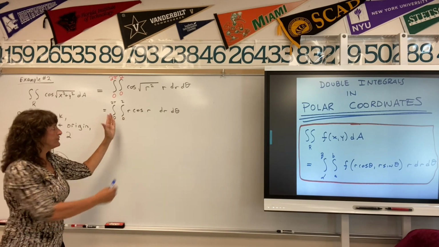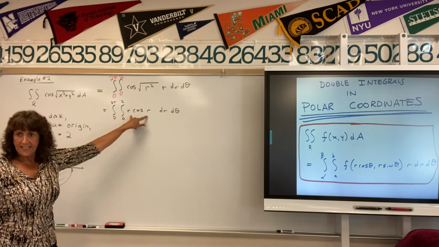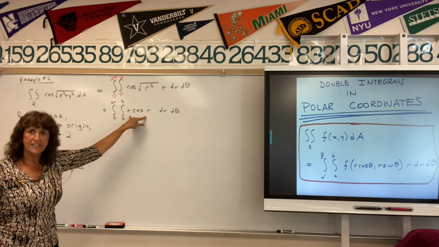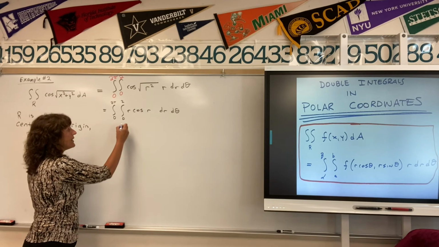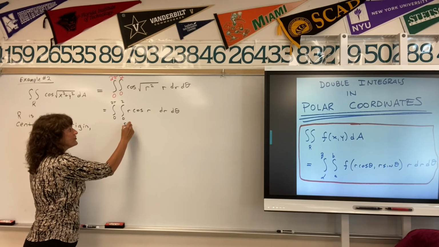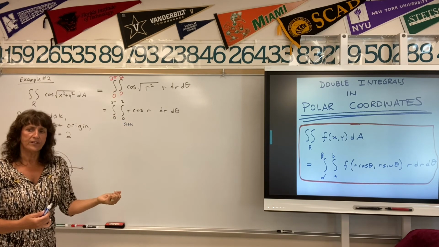Remember, we're going to integrate from the inside to the outside. How do you integrate r cosine r dr d theta? To integrate this, we're going to need to use integration by parts, right? So integration by parts, there's a shortcut. So I'm going to use a tabular method to make a chart.